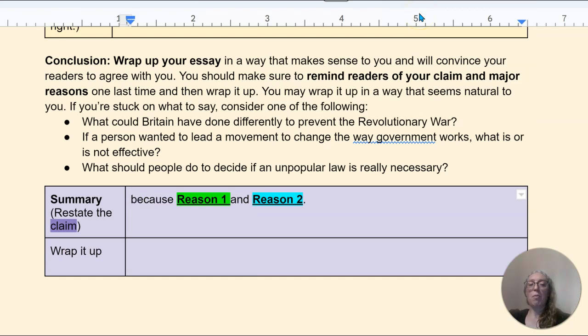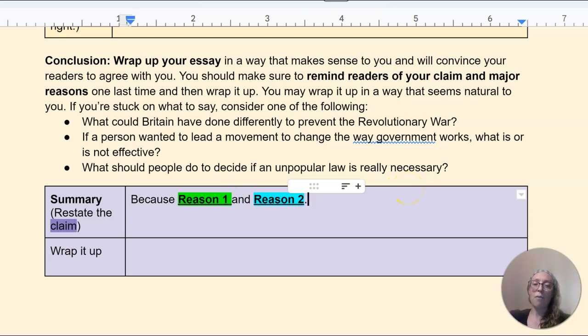Now, we're going to ignore that for a little bit, and we're going to do something your elementary teachers probably told you to never, ever, ever do. We're breaking one of their rules that actually didn't need to be a rule, because you can do this if you know how. We're going to start our sentence with because. So because your two reasons.